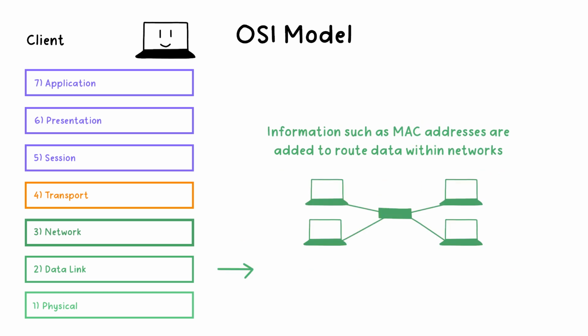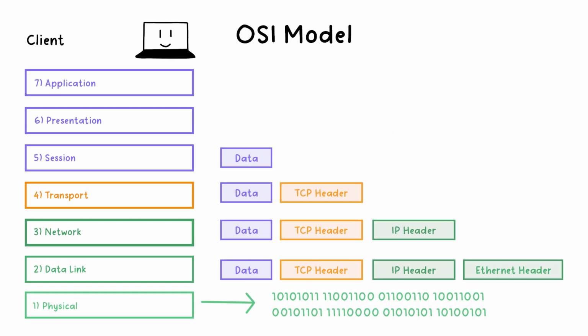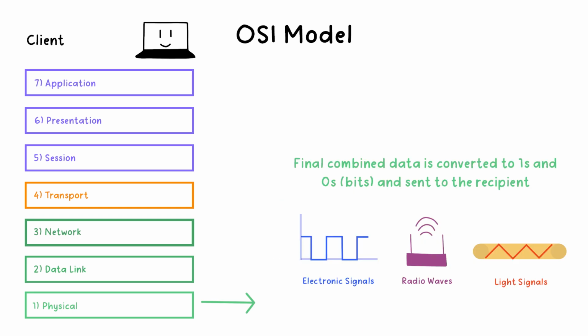Next up is the data link layer. Here, data is referred to as frames. Frames use MAC addresses to identify devices instead of IP addresses. Frames add information to route data within a local network, such as the source and destination MAC addresses. Finally, the first layer is the physical layer. Here, the combined data of all the previous layers is then converted and transmitted in ones and zeros like we saw previously, using electronic signals, radio waves, or light signals.